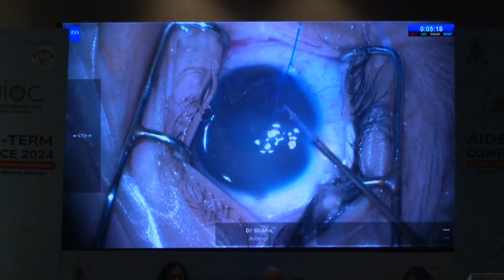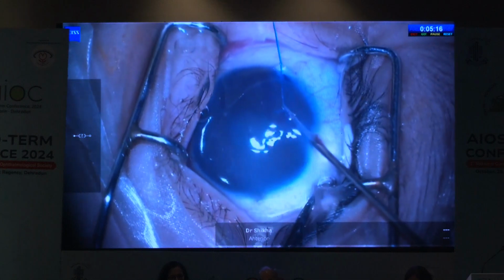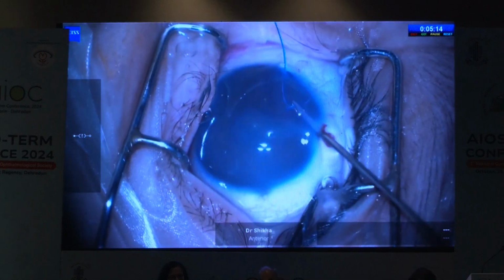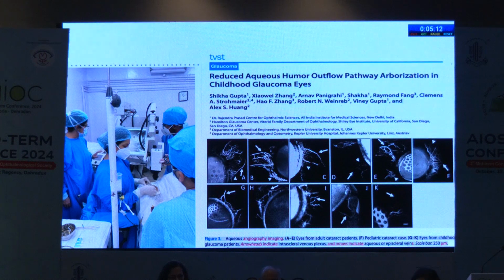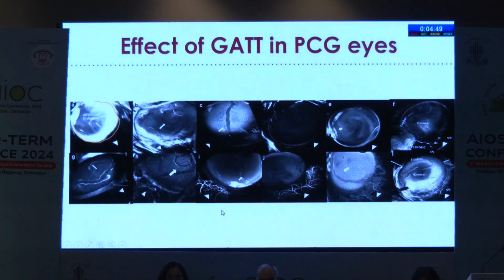So even in these corneas where we previously were doing only combined trab plus trab, we have now resorted to MIGS surgeries. Using aqueous angiography, we have seen that primary congenital glaucoma patients have dysfunctional aqueous outflow channels which get recovered using MIGS. These are the normal patients that we see. This is the aqueous outflow channels in normal cataract patients. In congenital glaucoma, there is a dysfunction which gets relieved after the surgery.